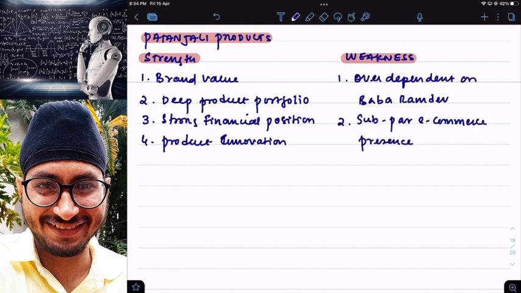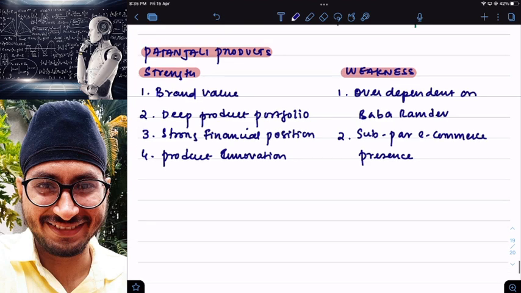Sir, they are present in e-commerce, but the way in which such a big company should be there in e-commerce, that much impact they are not having. So weakness number one, they are over dependent on Baba Ramdev. Weakness number two, even though they are present in e-commerce, still the impact that big companies like these should have on e-commerce websites, they are not having.